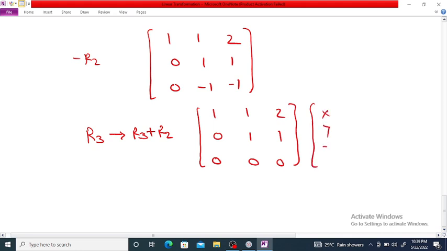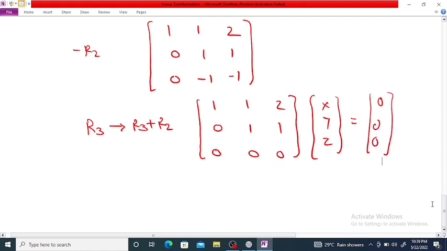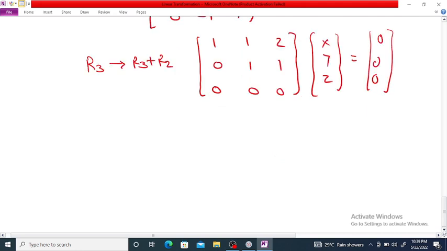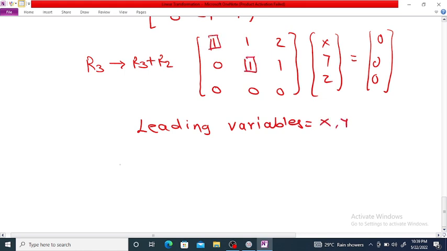Now if we convert this matrix to system form, before that we want to determine how many leading variables and free variables. Here the leading variables are, this is the leading variable of x, this is the leading variable of y, so x and y are leading variables, and the free variable is z.